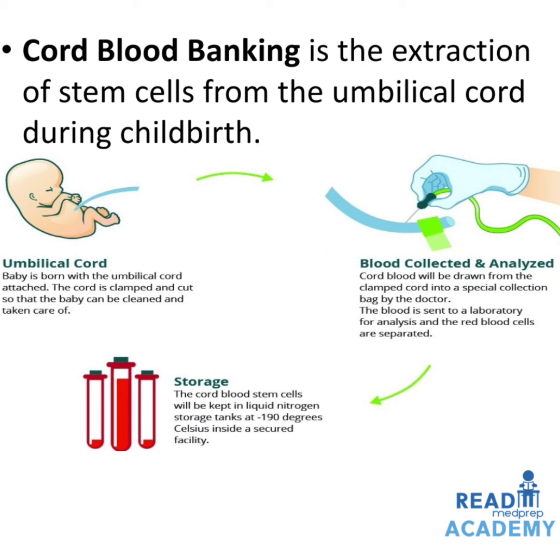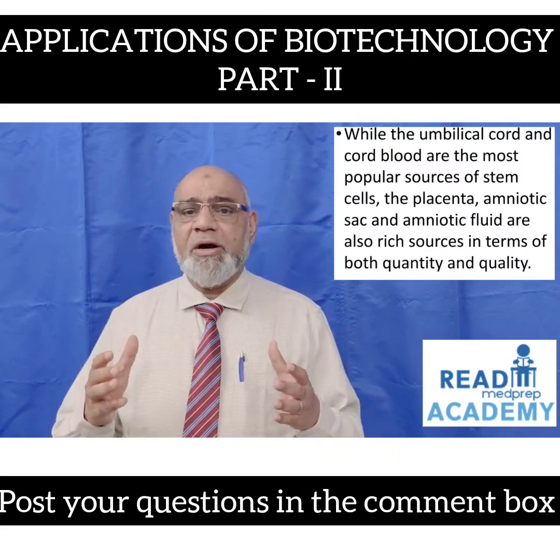The cord blood will be drawn from the clamped cord into a special collection bag by the doctor. The blood is sent to a laboratory for analysis, and the red blood cells are separated. Storage. The cord blood stem cells will be kept in liquid nitrogen storage tanks at -190 degrees Celsius inside a secured facility.